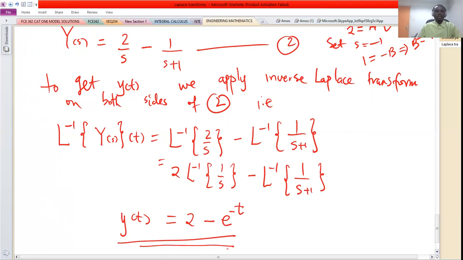So therefore, in this question, we have seen that we have been able to solve the integro-differential equation by use of the definition of the convolution theorem and the inverse Laplace transforms. So that is how we were supposed to solve that problem.